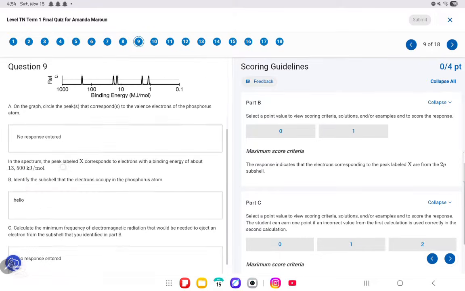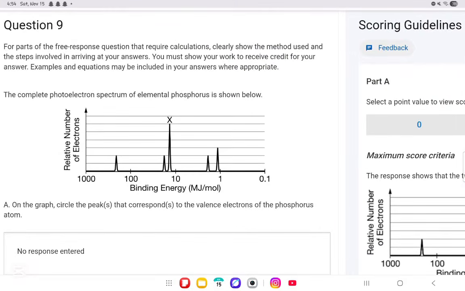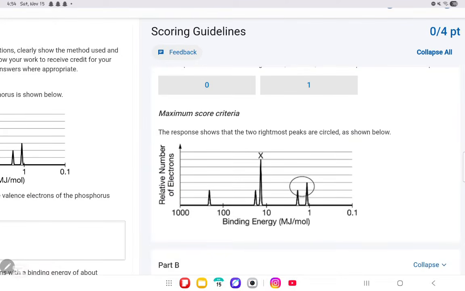We'll now move on to question number 9. What does it say in question number 9? The complete photoelectron spectrum of elemental phosphorus is shown below. On the graph, circle the peaks that correspond to the valence electrons of the phosphorus atom. This is very easy. The last close together peaks are usually the valence electrons. So if you come to the answer, you will see, yes, this is my answer.